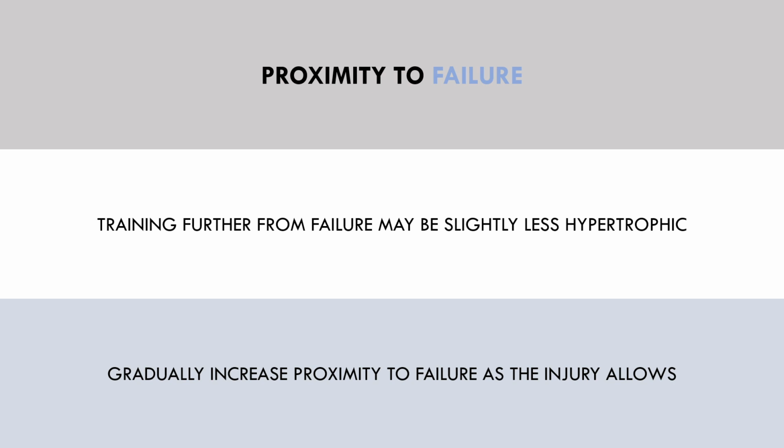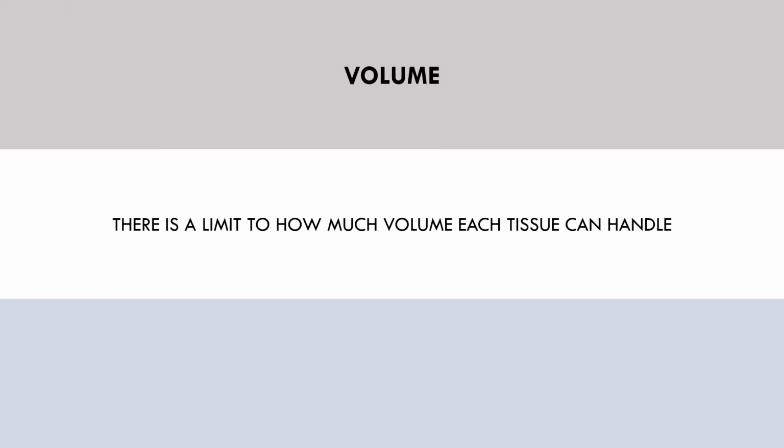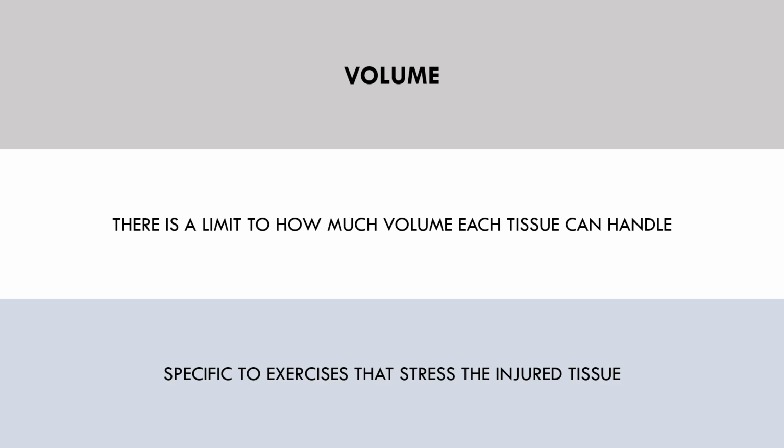And the last variable that we can manipulate is volume. This refers to the number of sets performed per muscle group per week. Volume is essentially the dosage of training, or how much we do. There is a limit to how much volume each tissue can handle before experiencing negative effects. In fact, your injury may have developed by doing too much volume in the first place. Regardless, the injured tissue will only be able to handle so much volume before experiencing a pain response.